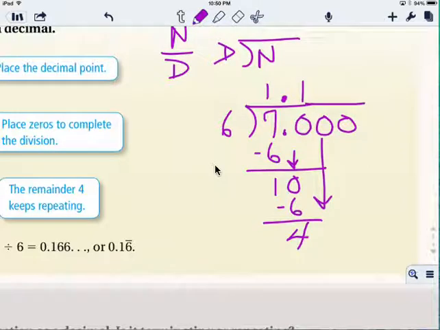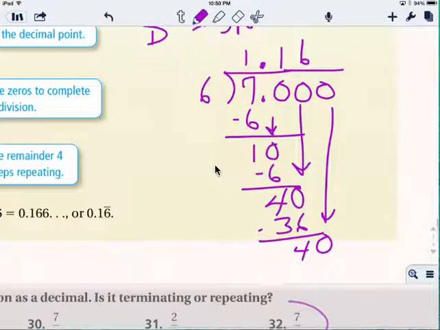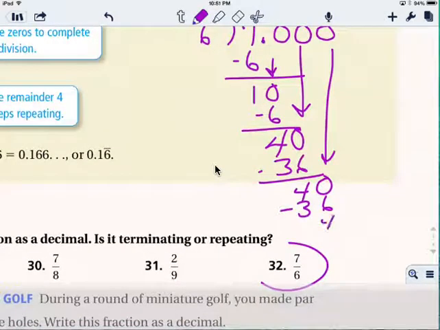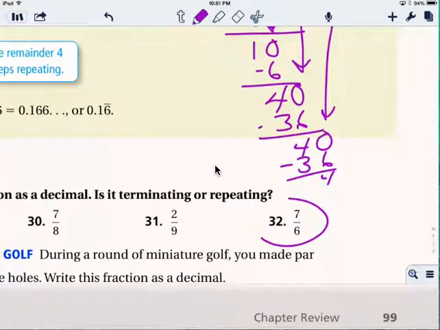Bring down another 0. 6 times 6 is 36. Subtract. Oops, get 4 again. Bring it down. I get 40 again. Guess what? I'm going to have a 6 again. 36. So here we see that we have a pattern going. So 7/6 is the same as 1.166 and so on. The repeating bar, the bar notation goes over the 6. And that's how we know that it is the 6 that is repeating.